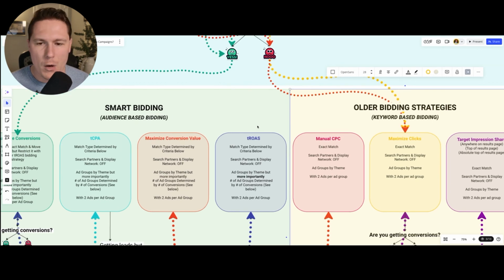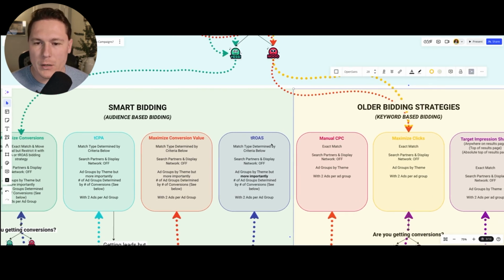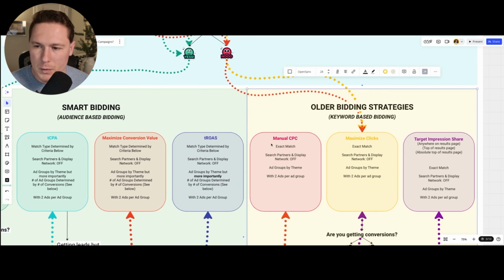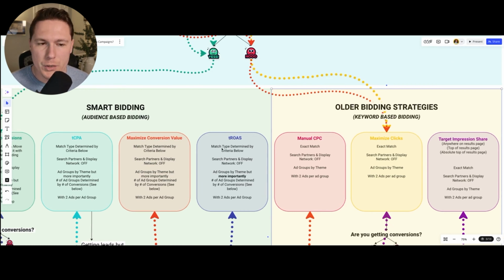Now, just going further, there's all of these different types of bidding strategies: maximize conversions, tCPA, maximize conversion value, tROAS, Manual CPC, maximize clicks, target impression share. I'm not going to go over the definition of each one of these today. More so just go over the circumstances and the situations that you'll want to take into account in order to decide which one to use.